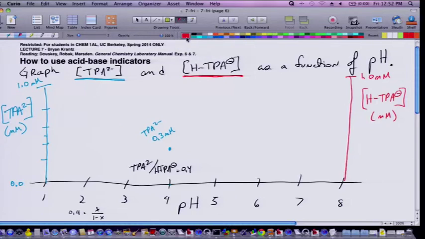And we can easily say, well, the protonated form is going to be up here around 0.7. Okay, so that point's up here. And this is for the HTPA 2 minus, and that's going to be around 0.7 millimolar. Okay, so we only have one data point for those two species. We have one other spot on the graph that we know well.